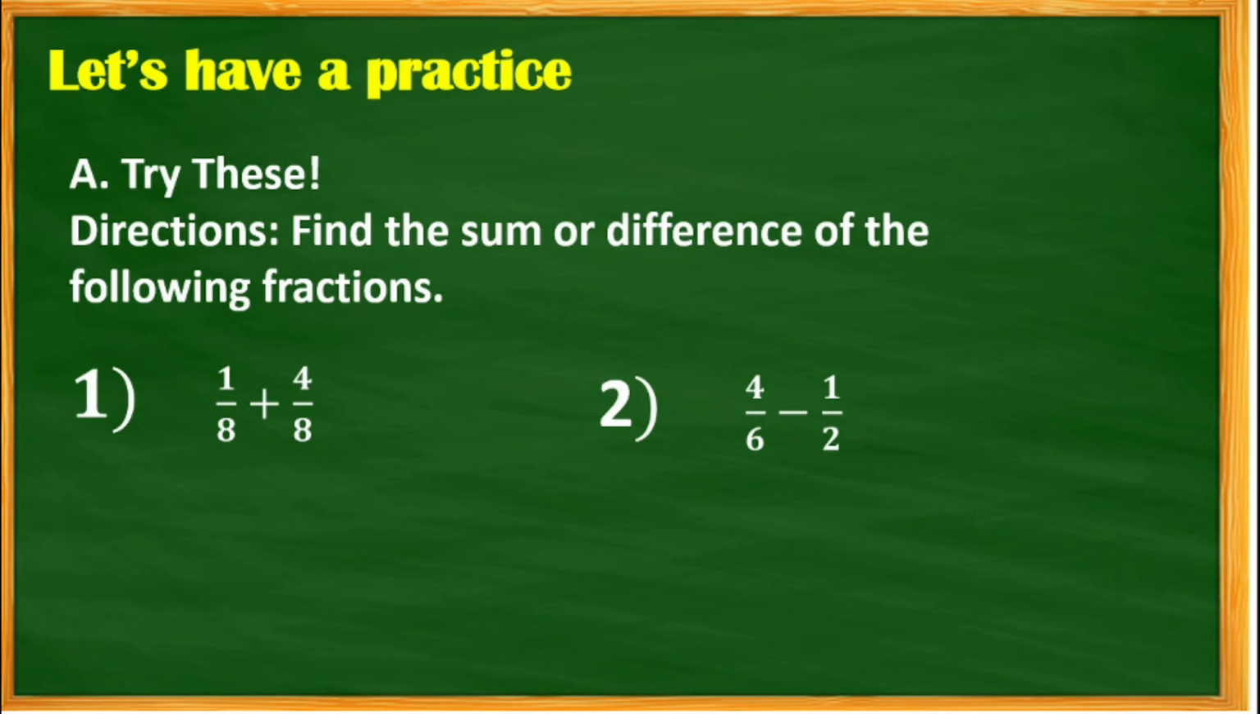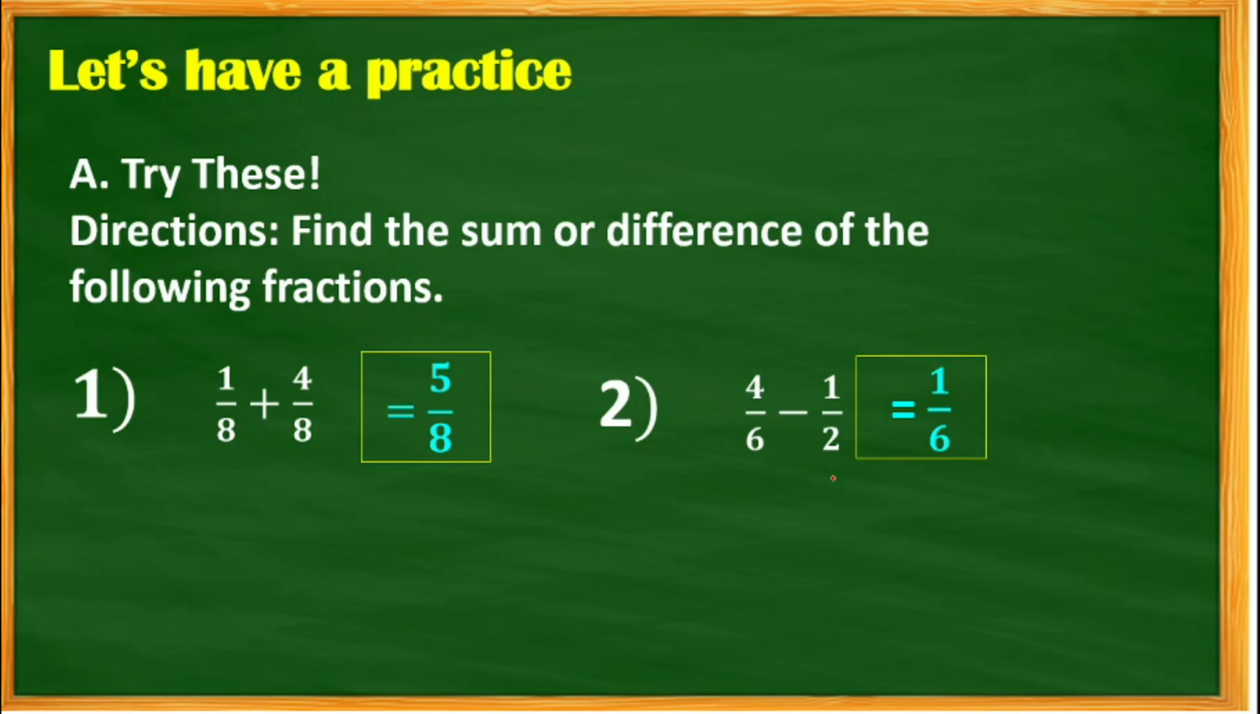So the answer in 1/8 plus 4/8 is what? 5/8, because we're going to add the numerator. 1 plus 4 is 5, and copy the denominator 8. And 5/8 has no common factor, so this would be our final answer. And then for number 2, the answer is 1/6.